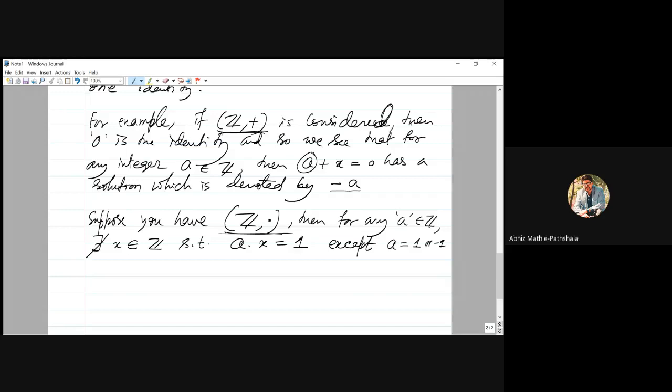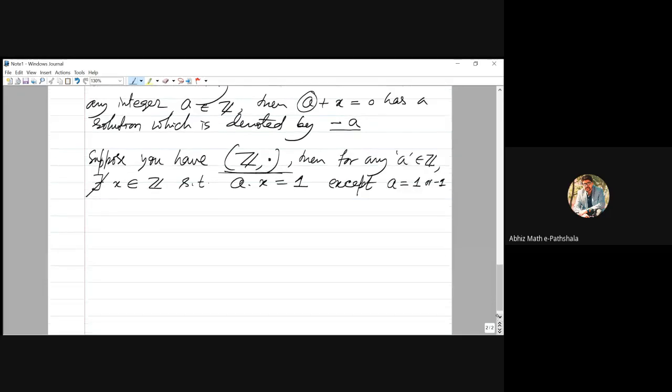So these two examples show you that the property which the first one enjoys will not be enjoyed by Z dot. So this property will be an important thing to study algebraic systems, and this property is called existence of inverse in an algebraic system where you can talk of identity.